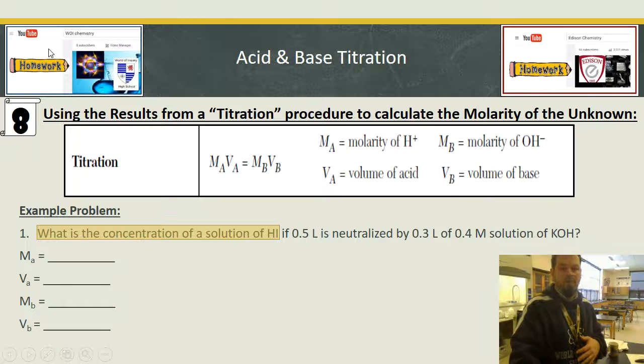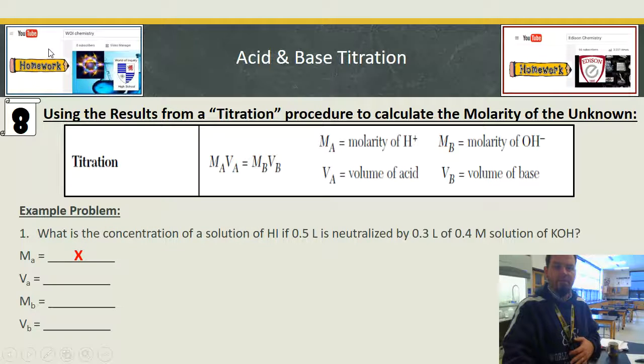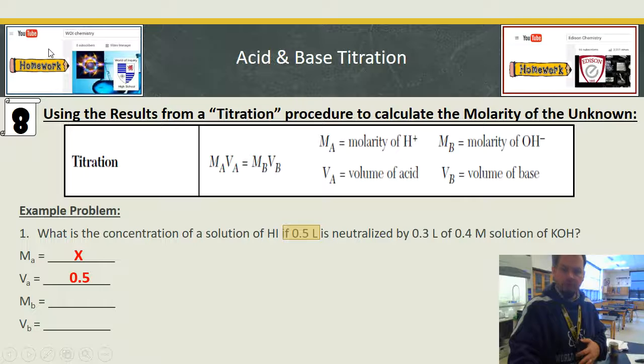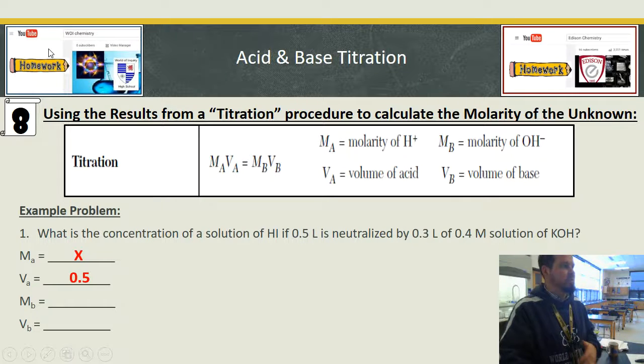Ready? So what is the concentration of a solution of HI? HI is acid, starts with an H, so I don't know that. It's asking me what it is, okay? And it says if 0.5 liters of acid, so it's volume of acid, is neutralized, because we know that acid plus a base is a neutralization reaction, by 0.3 liters of KOH. 0.3 liters is the volume of the base.